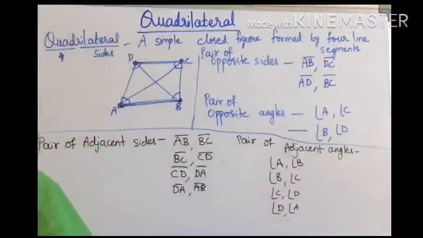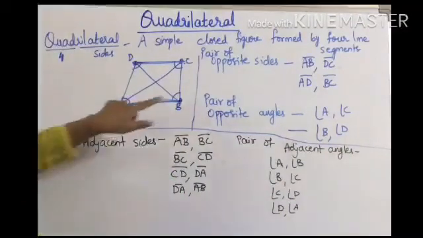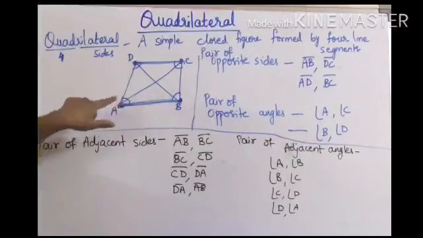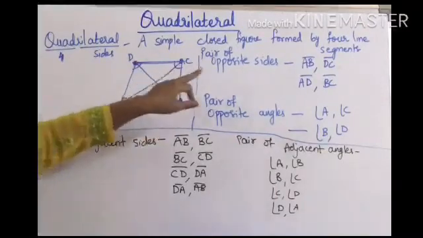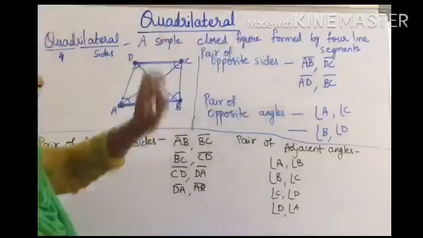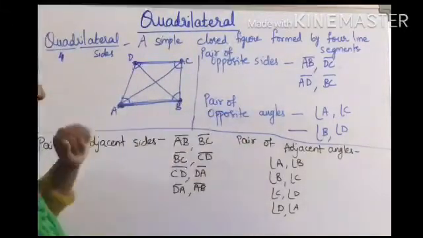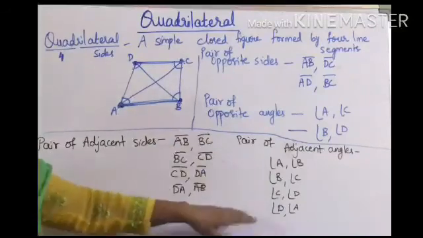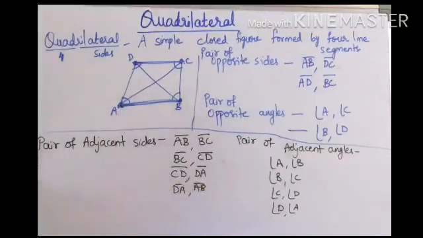Here if you observe, a quadrilateral is having four sides, four vertices, four angles, two diagonals and two pairs of opposite sides, two pairs of opposite angles, four pairs of adjacent sides and four pairs of adjacent angles.